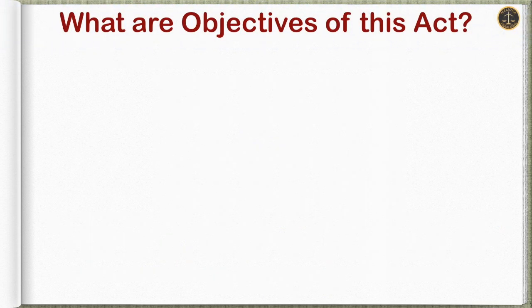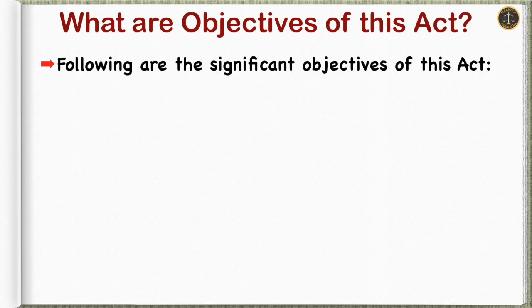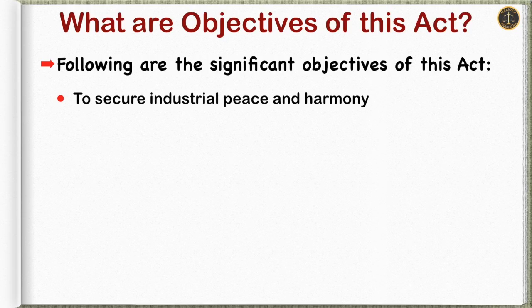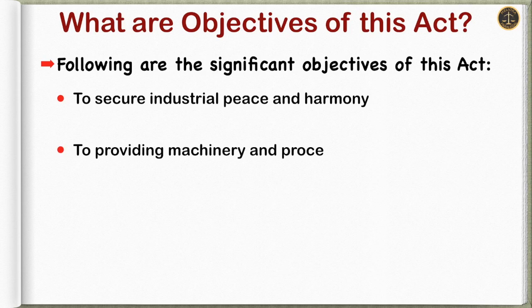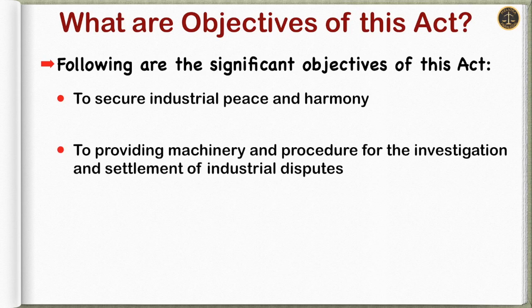Now, the next question is, what are the objectives of this act? Following are the significant objectives of this act: to secure industrial peace and harmony, to provide machinery and procedure for the investigation and settlement of industrial disputes, and to provide negotiation facilities.